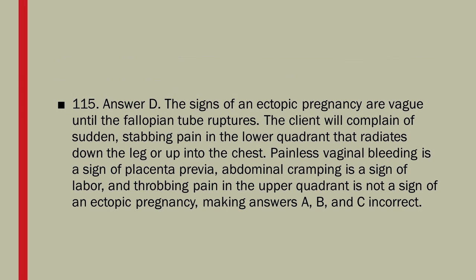115. Answer D. The signs of an ectopic pregnancy are vague until the fallopian tube ruptures. The client will complain of sudden, stabbing pain in the lower quadrant that radiates down the leg or up into the chest. Painless vaginal bleeding is a sign of placenta previa, abdominal cramping is a sign of labor, and throbbing pain in the upper quadrant is not a sign of an ectopic pregnancy, making answers A, B, and C incorrect.